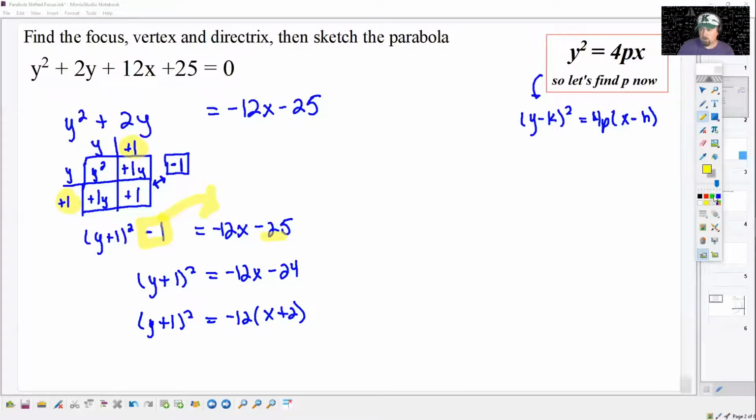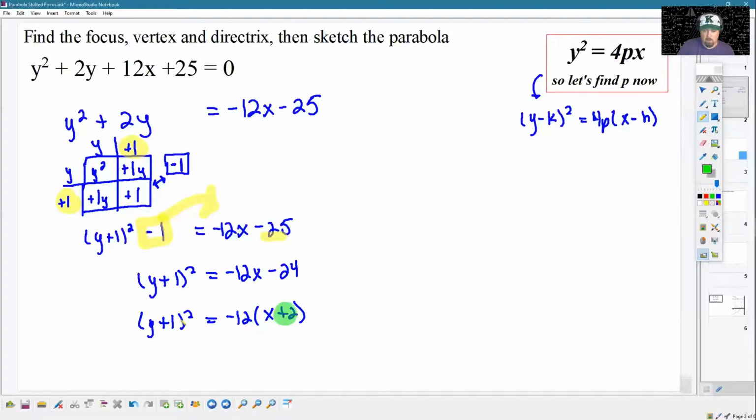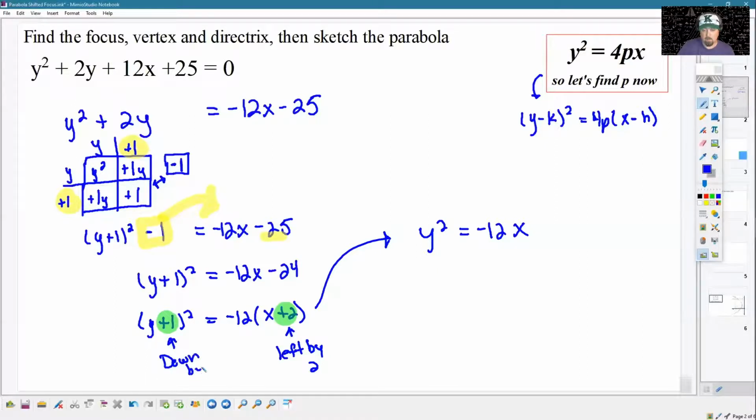Now what this tells me, and we're going to go on the other slide and work with this a little bit more because we're about running out of room, is that these two things are transformations on this. This is equivalent to the graph y squared equals negative 12x, but it's been shifted. This tells me it's gone to the left by 2. This tells me it's gone down by 1.